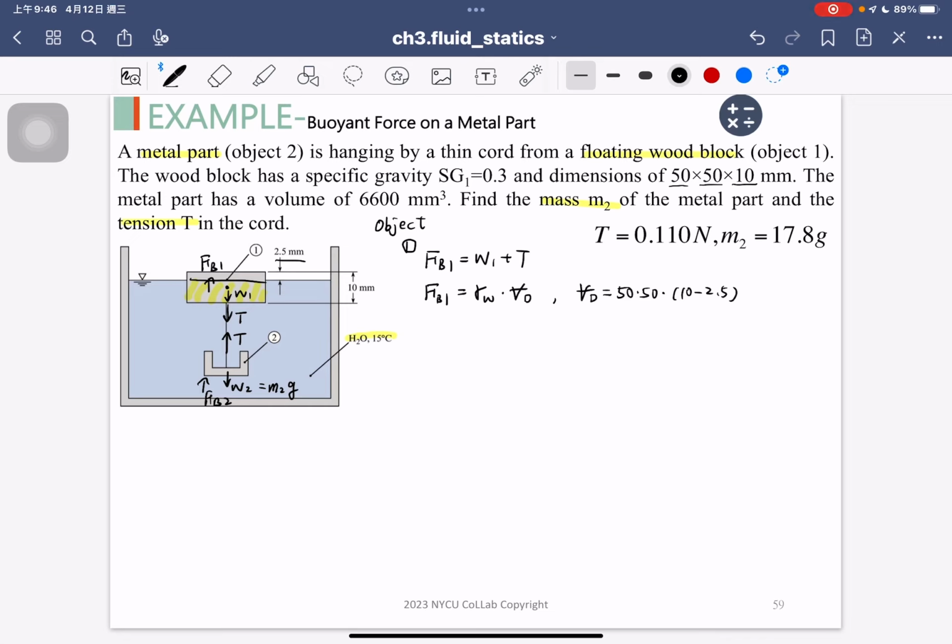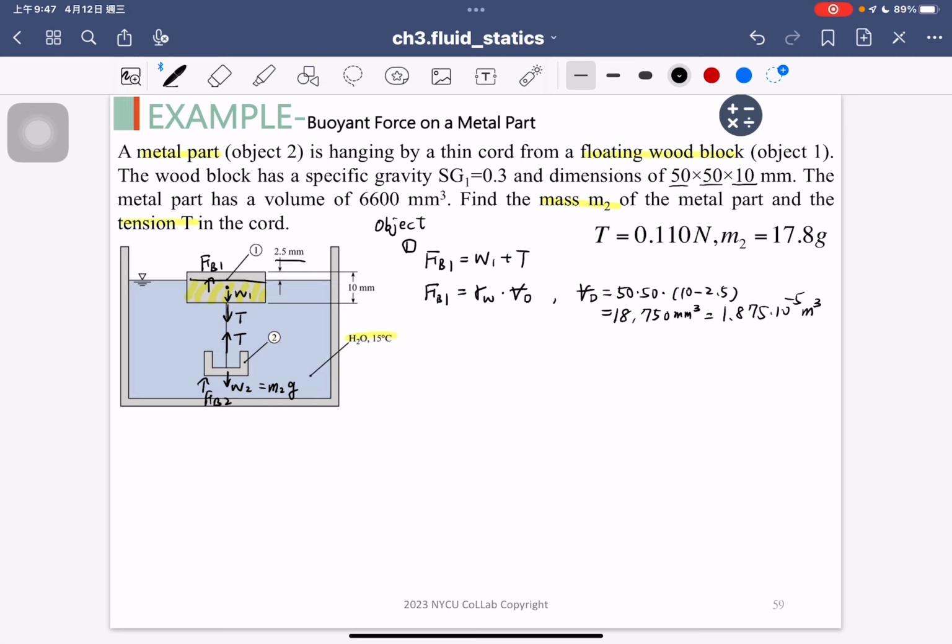So we can compute the displaced volume, which is equal to 10 minus 2.5 multiplied by 50 twice. That will equal 18,750 cubic millimeters. And we can convert it to cubic meters, so that will equal 1.875 times 10 to the minus 5 cubic meters.